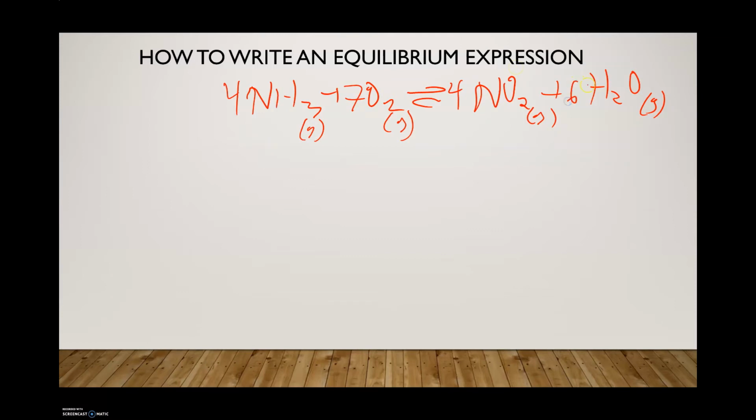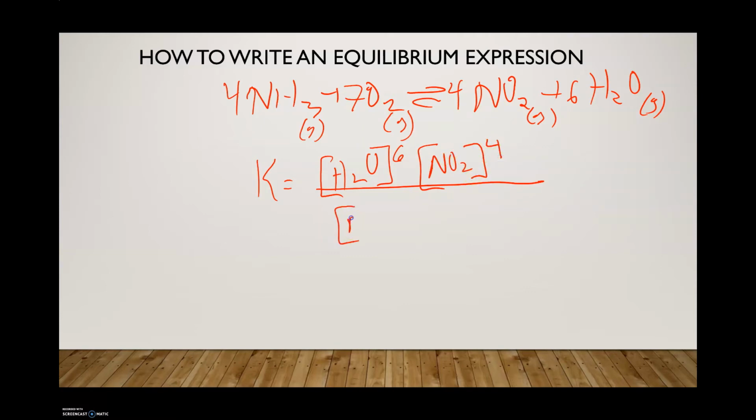So again, we're going to have big K is equal to the concentration of H2O to the 6th power times the concentration of NO2 to the 4th power divided by NH3 to the 4th power divided by O2 to the 7th power. And that's how you would go about writing the equilibrium expression.